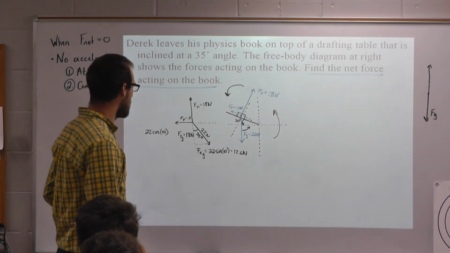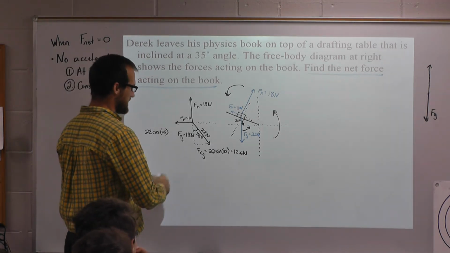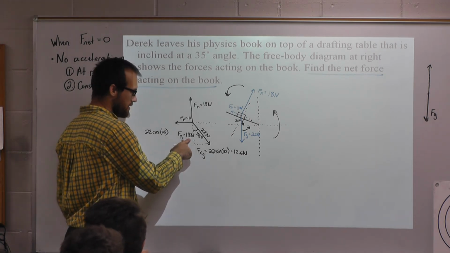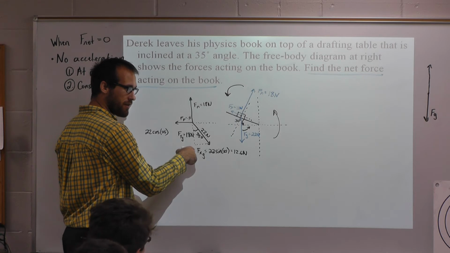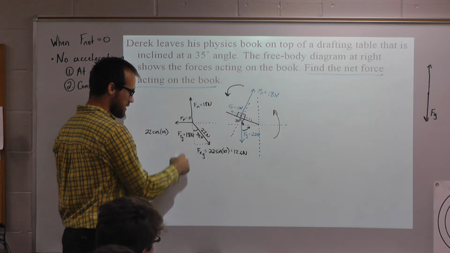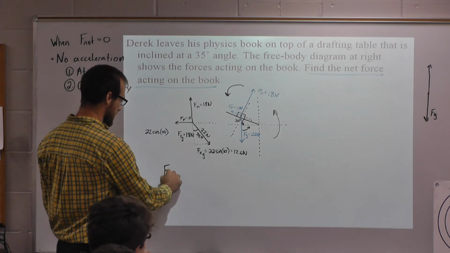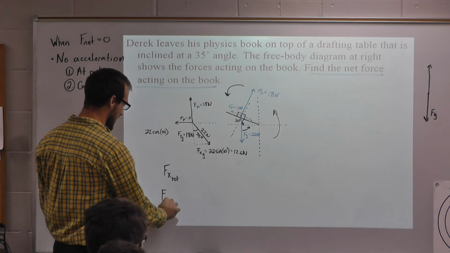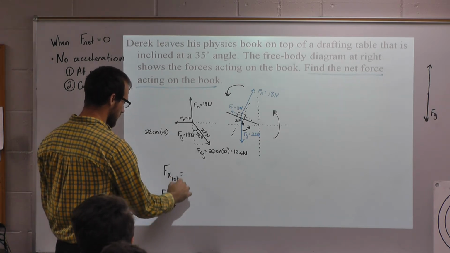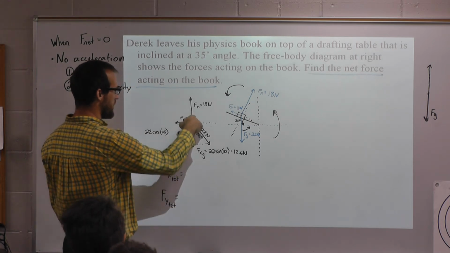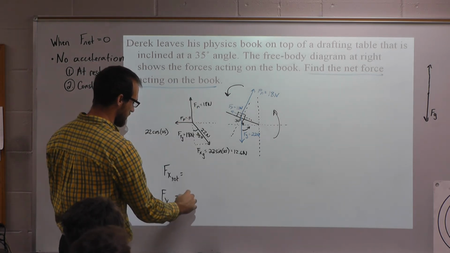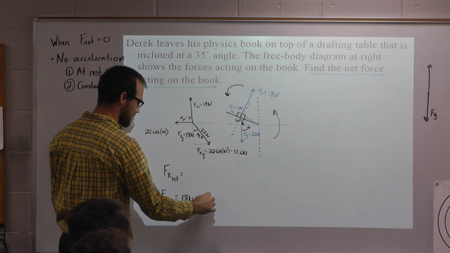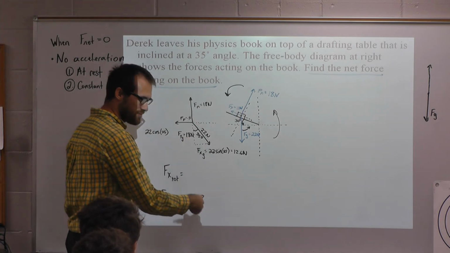Now listen, here's what's happening here. Technically this would be a positive or a negative? Negative, right? That's a downward force, correct? Okay, so let's do F_X total and F_Y total. My Y would be a positive 18 plus a negative 18.